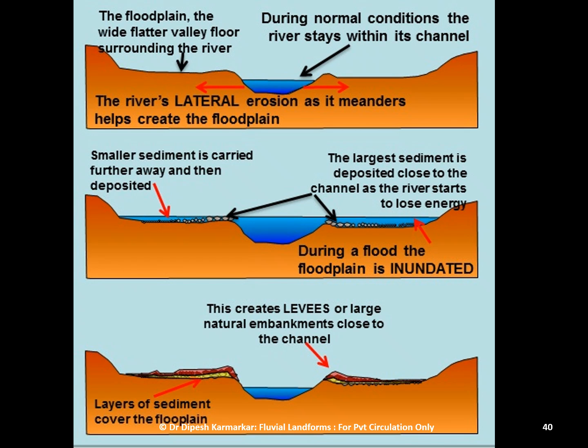And when the flood recedes, it creates levees or large natural embankments very close to the channel. Over a period of time, these deposited materials get compacted, dry up, and finally become a very hard surface, which leads to an embankment-like structure along the river channel, referred to as levees.